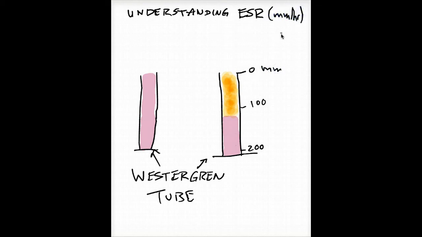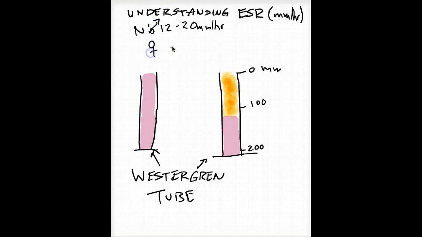So whenever you see the ESR's number, it's referring to how many millimeters it moved in an hour. Now first, let's discuss what normal ESR is. Normal for a male is anywhere from 12 to 20 millimeters per hour, and with increased age, the ESR increases. So that was with a male.